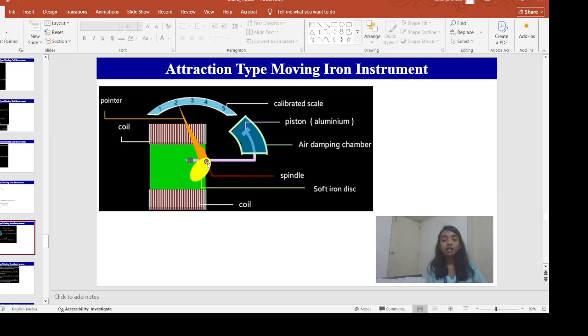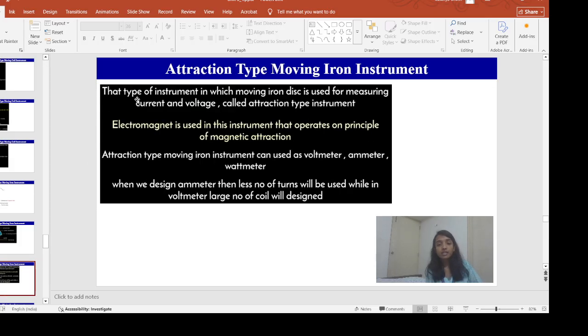Next, in this attraction type instrument, we are using the moving iron disc for measuring current and voltage. Here we are using an electromagnet that operates on the principle of magnetic attraction. So this type of instrument can be used as a voltmeter, ammeter or wattmeter.